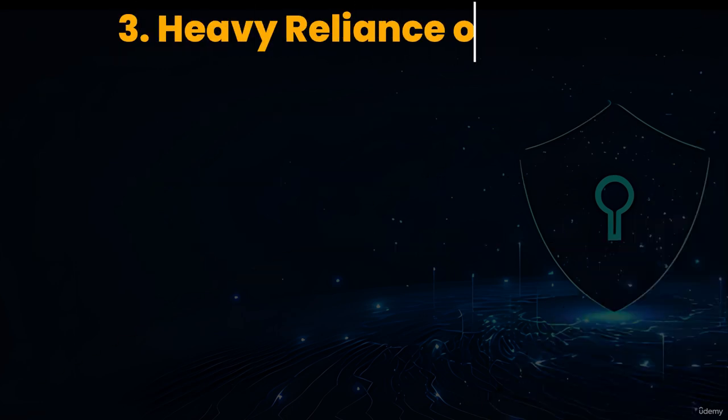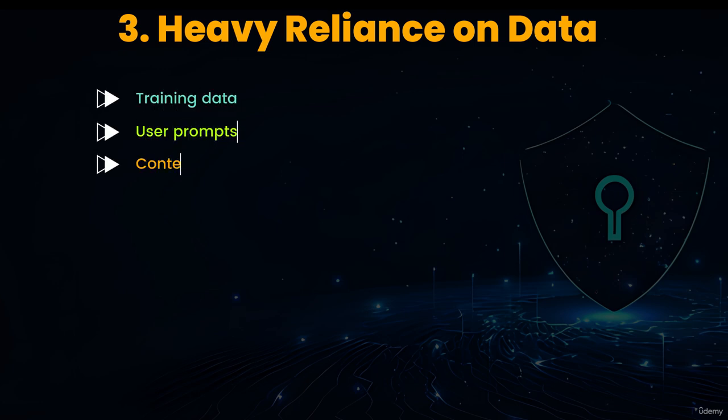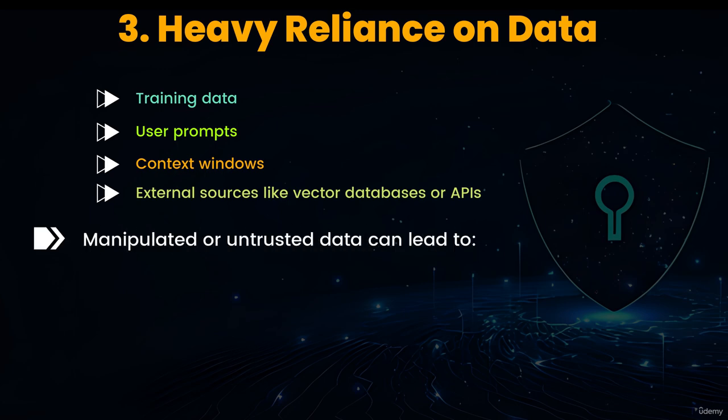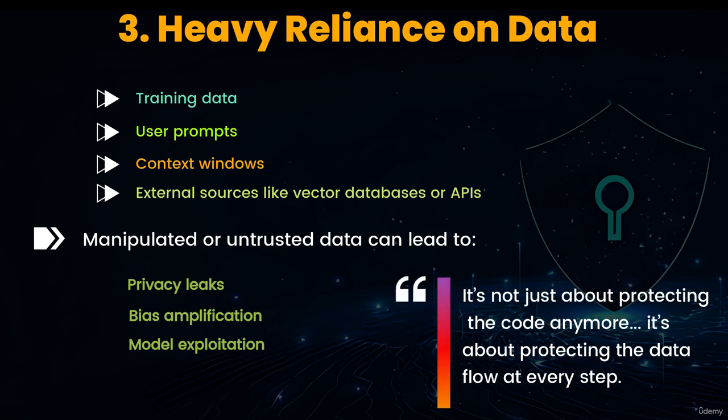Next up, LLMs rely heavily on data. That includes training data, user prompts, context windows, and external sources like vector databases or APIs. If any of that data is untrusted or manipulated, it can lead to leaks, bias, or even full-on takeovers. It's not just about protecting the code anymore, it's about protecting the data flow at every step.